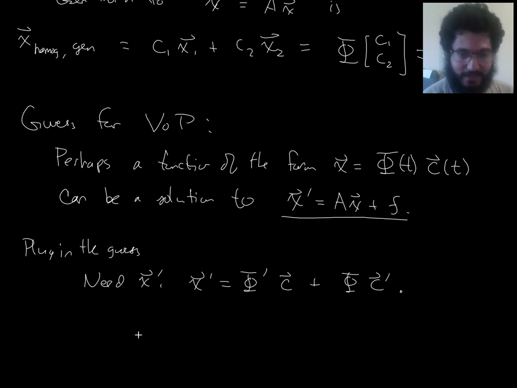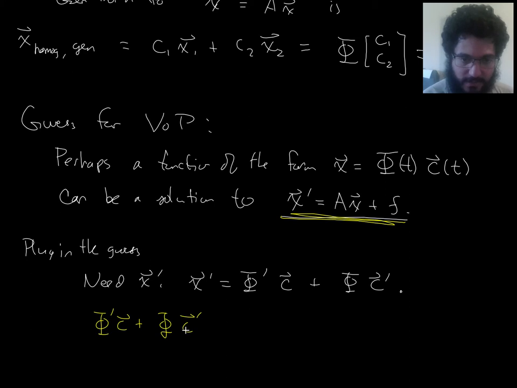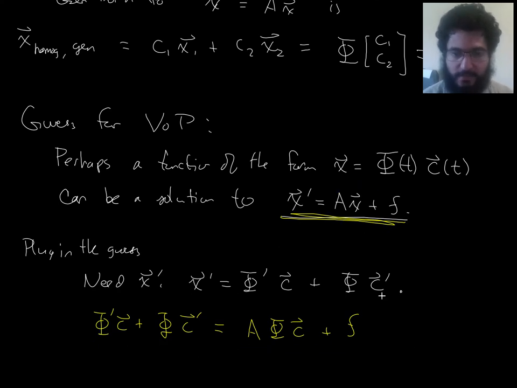Now let's do the substitution. So the left-hand side, so just to emphasize that what I'm writing down is this here. So the left-hand side is phi prime c plus phi c prime, right? That's x prime is this. And then the right-hand side is x is this, so phi c plus f. Okay, so there's the left-hand side, that's x prime. There's the right-hand side, that's ax plus f. I'm just putting in x equals this.